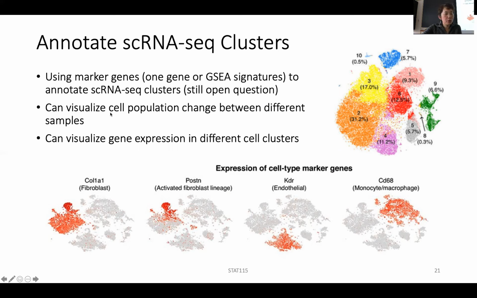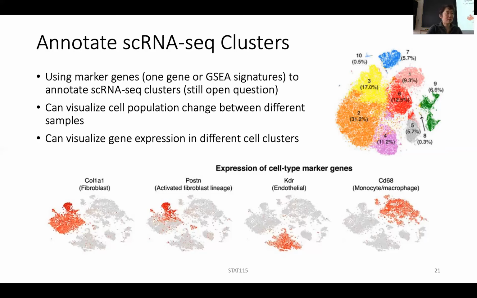So one thing you could use is to look at the cell population change between the different samples. Supposedly, I have two samples that I visualize together, and this is the UMAP figure of everything together. You can see one cell type is 31% of all the cells, another cluster is 12.5%, and another cluster is 9.3%. But then you can also choose to draw them in one sample versus the other sample. Supposedly one sample is without treatment, or control. The other sample is where you treat this tissue with some drug.